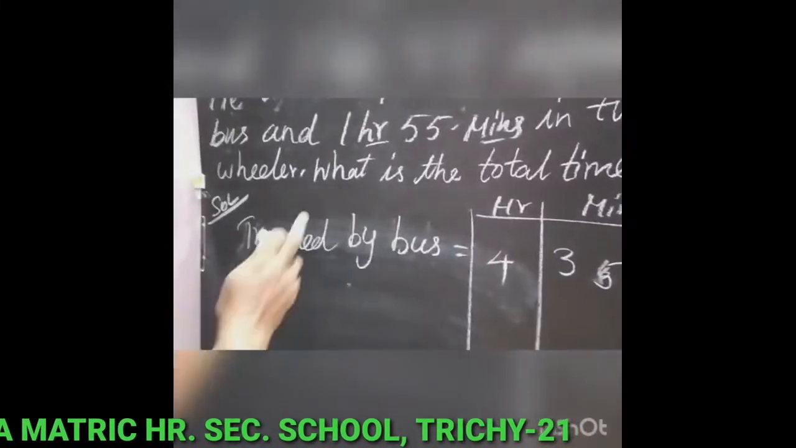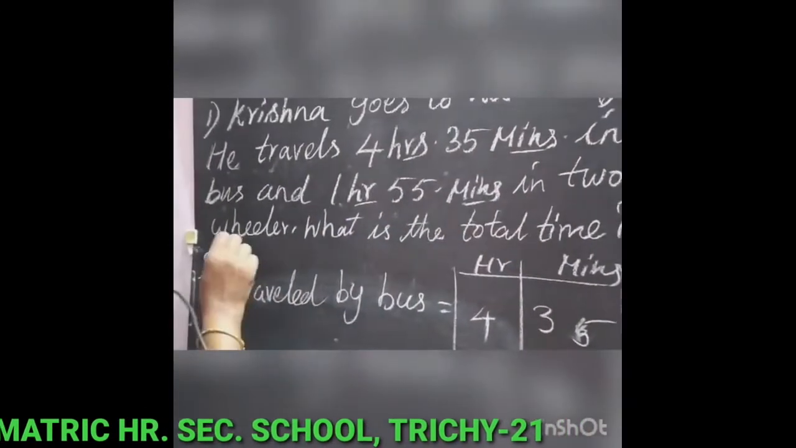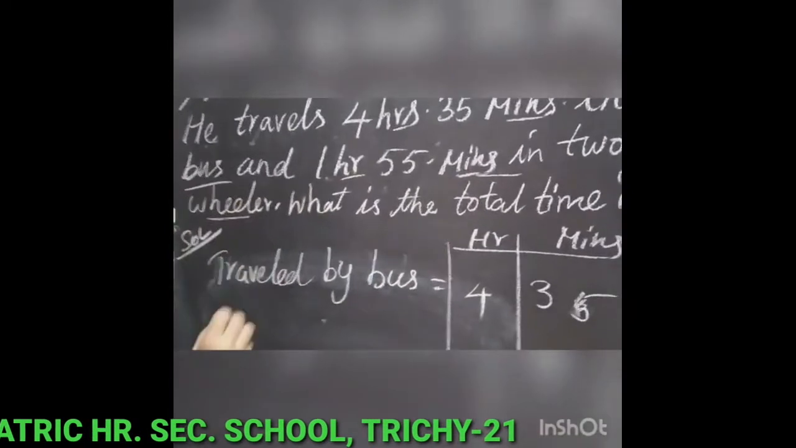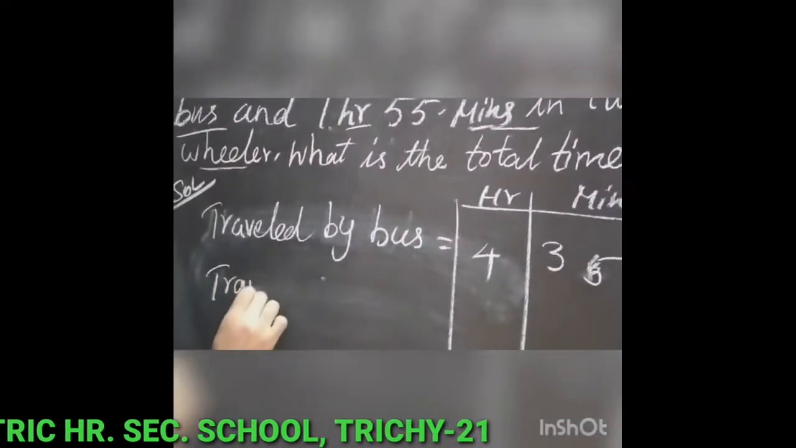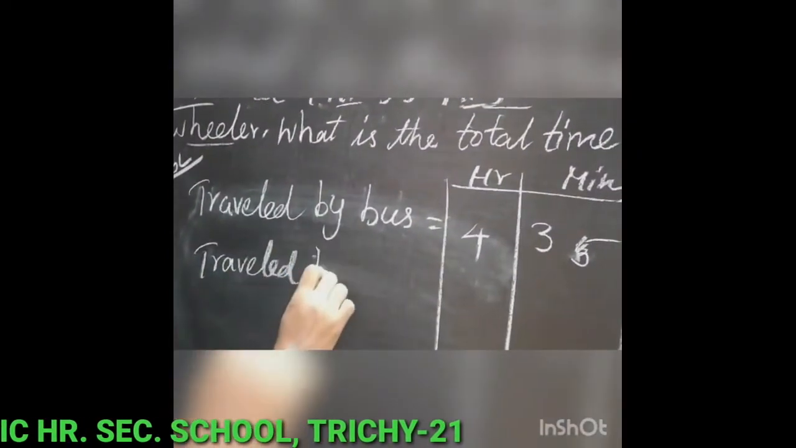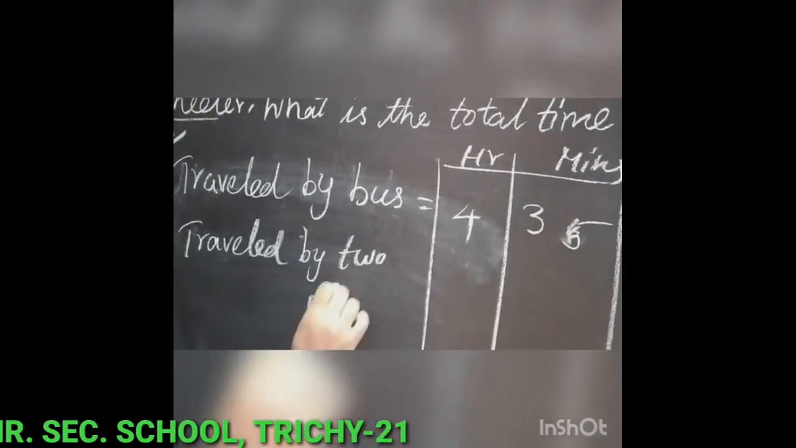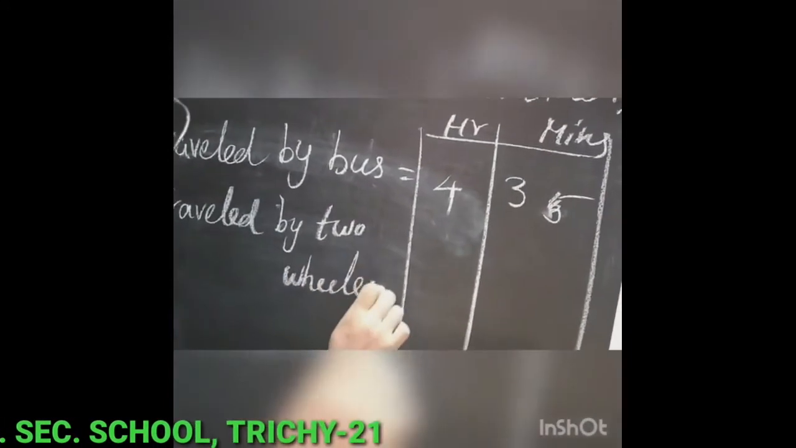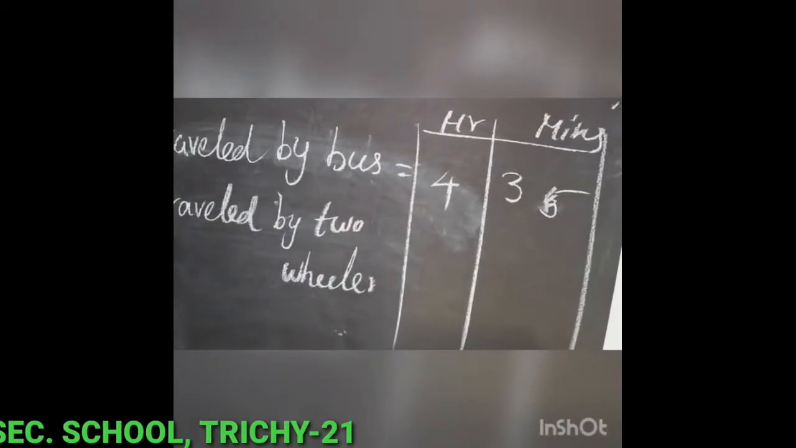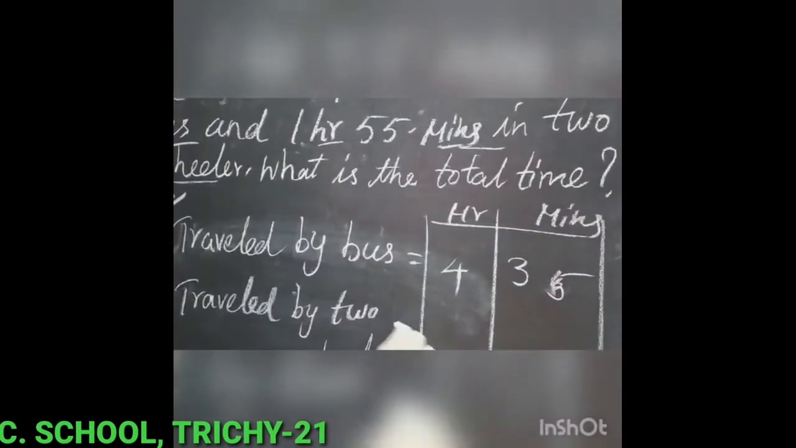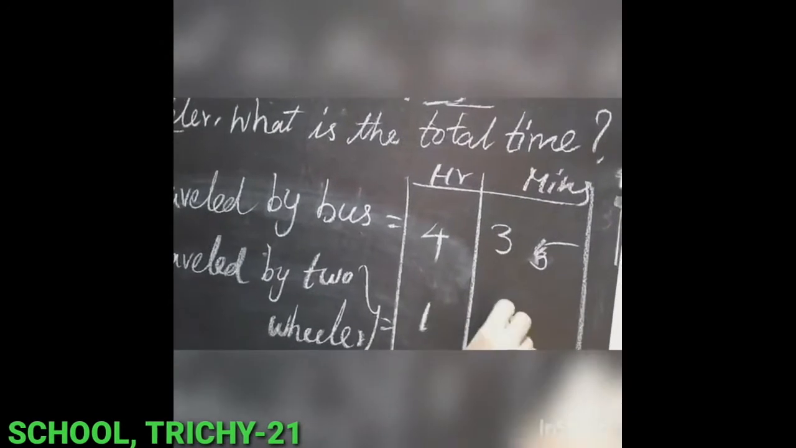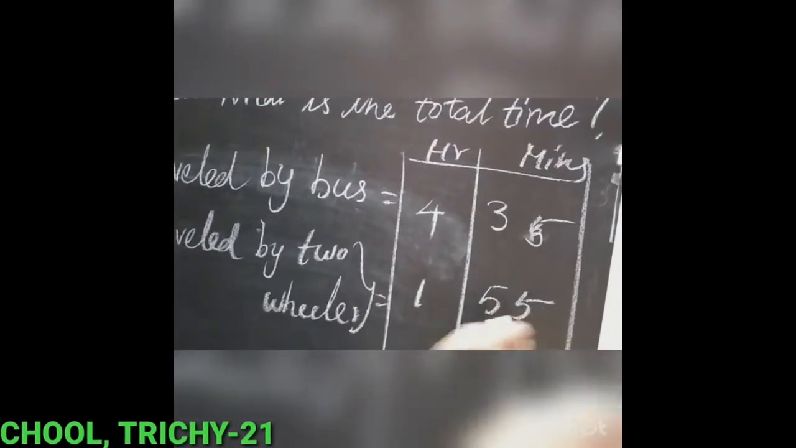The next one is what? 1 hour 55 minutes in two-wheeler. The first one by bus. Next one is traveled by a two-wheeler. See the next one, two-wheeler, 1 hour 55 minutes.